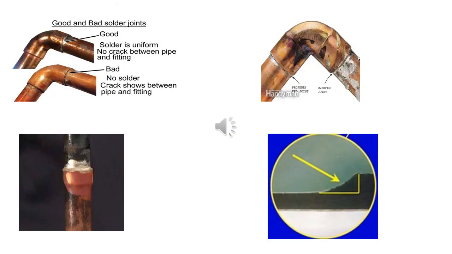No matter if you are soldering or brazing, you want to do it properly. The picture on the upper left shows a good joint and a joint that does not have solder. The picture on the upper right shows you a good joint and a joint that has too much solder. The picture on the lower left is of a properly brazed joint. The picture on the lower right shows you what the fillet should look like when you are done either soldering or brazing.